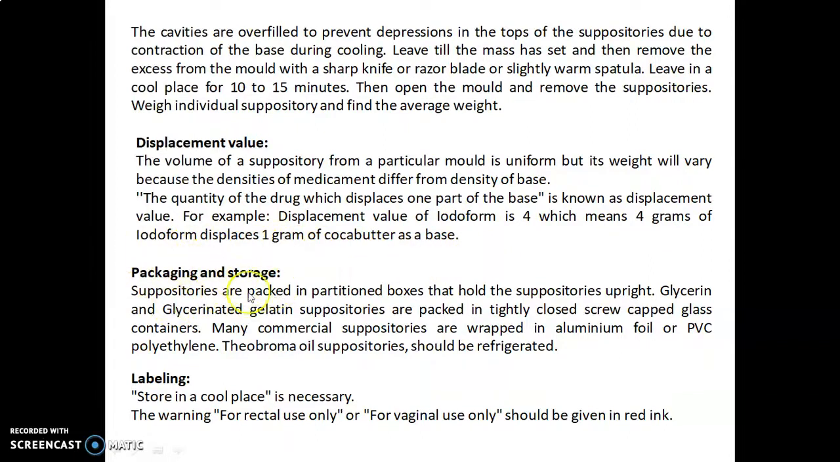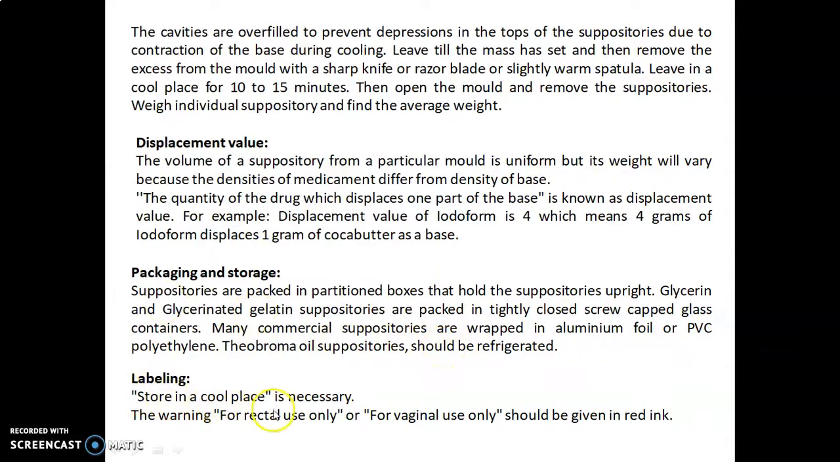Packaging and storage. The suppositories are packed in partitioned boxes that hold the suppositories upright. Glycerin and glycerinated gelatin suppositories are packed in tightly closed screw-capped glass containers. Many commercial suppositories are wrapped in aluminum foil or PVC, that is polyvinyl chloride, or polyethylene. Theobroma oil suppositories should be refrigerated.